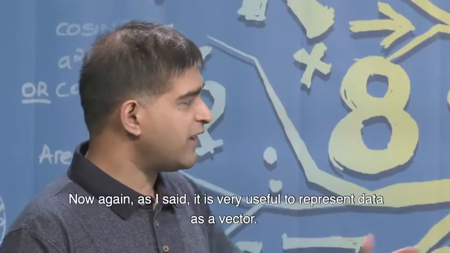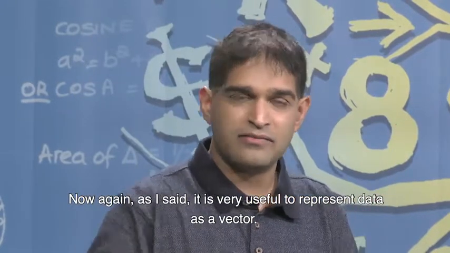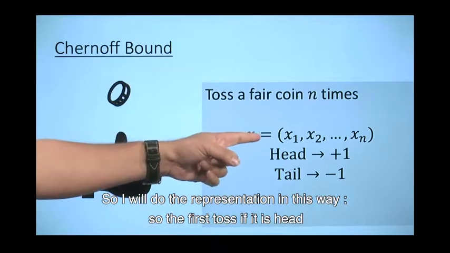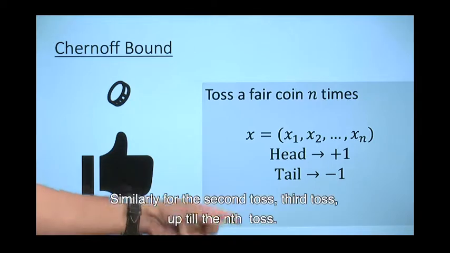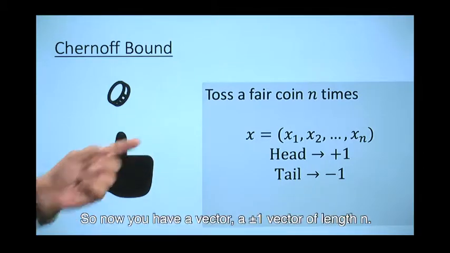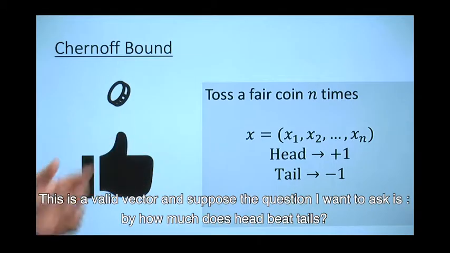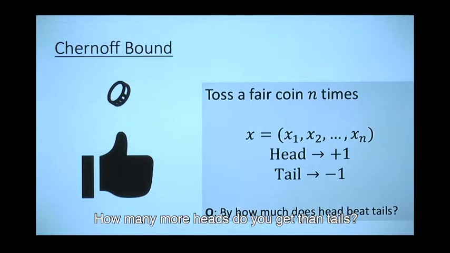Now, again, as I said, it is very useful to represent data as a vector. So, I will do the representation in this way. The first toss, if it is head, I will say it is +1, if it is tail, it is -1. Similarly, for the second toss, third toss, up till the nth toss. So, now you have a +-1 vector of length n. This is a valid vector, and suppose the question I want to ask is how much does head beat tails? How many more heads do you get than tails?